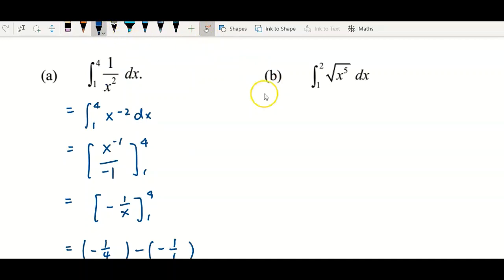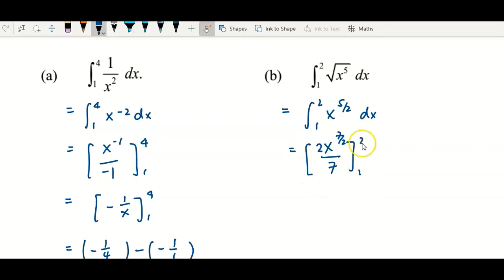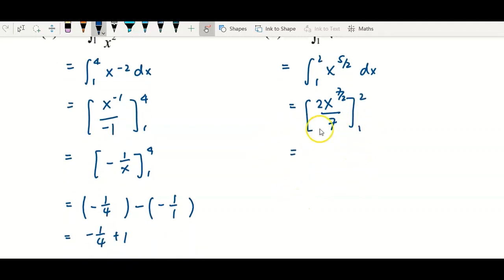To integrate question D, rewrite your question into x to the power of 5 over 2 dx. Integrate from 1 to 2. To integrate this, you increase the power by 1, meaning 5 over 2 plus 2 over 2, you get 7 over 2, over 7 over 2. Then write down your upper limit and lower limit. Substitute in your lower limit and upper limit. Get ready 2 brackets. You have 2 to the power of 7 over 2, over 7 over 2. Multiply by 1 inside, you have 2 over 7.